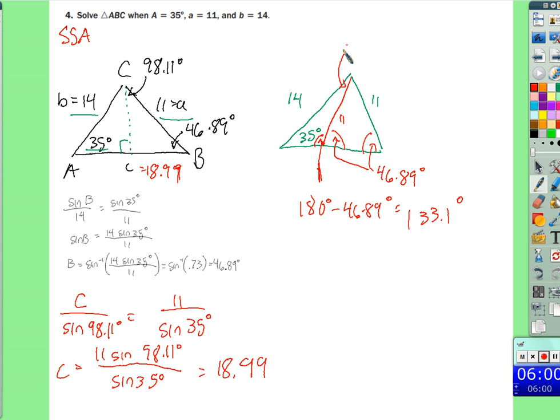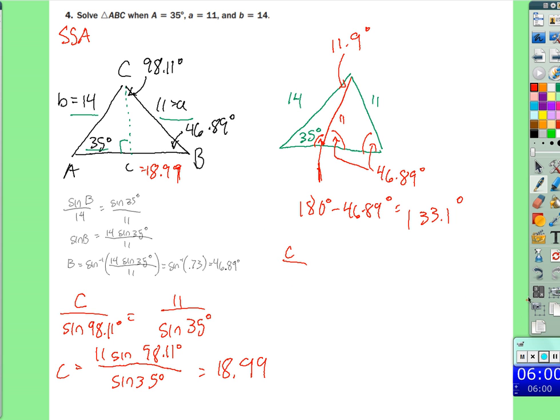We find out how big this angle is by making 35 plus 133.1 plus this equal 180. So that makes this what? 11.9. And very similar to the last piece of work, except for this angle is going to be different. Like our last thing to find side C will look just like this, but this angle will be 11.9 instead of 98.